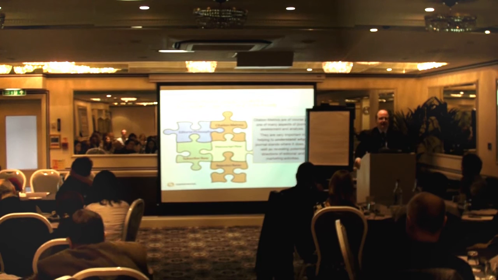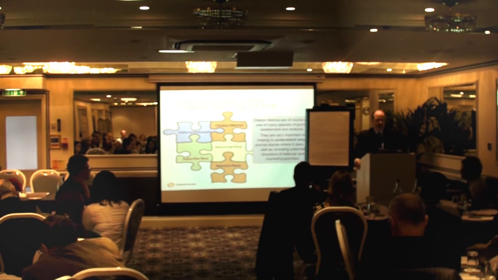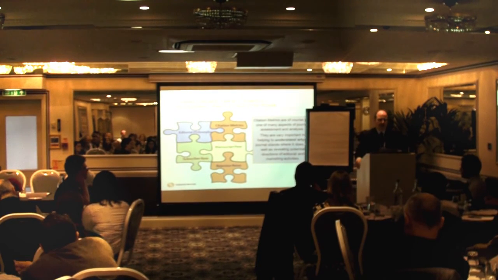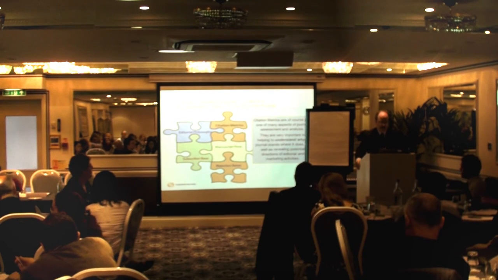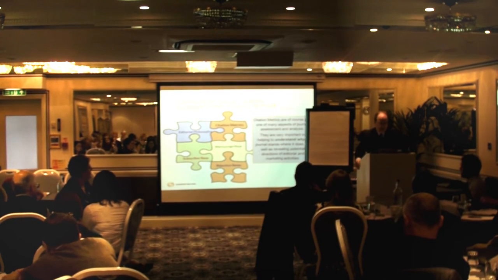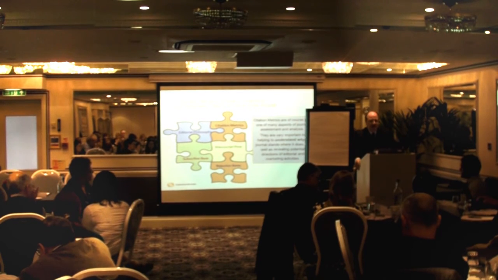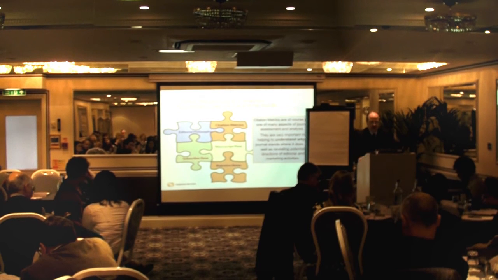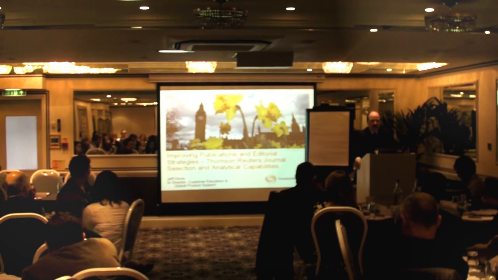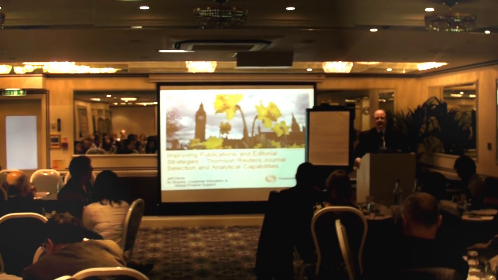Citation metrics obviously are just one part of the puzzle, and the editorial decisions you make are based on many, many more things than that. Your subscriber base, your manuscript flow, etc. So they're just one of the aspects of journal publishing and assessment and analysis, and they help you understand why a journal stands where it does. We provide that. So I'd be happy to answer questions.